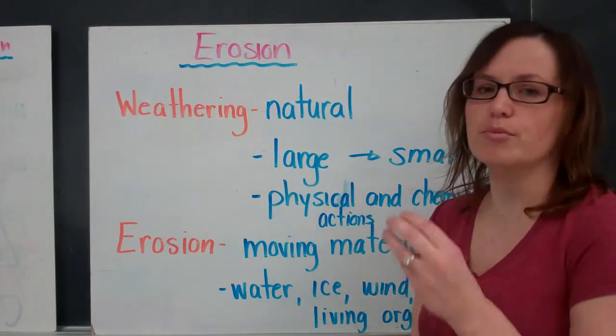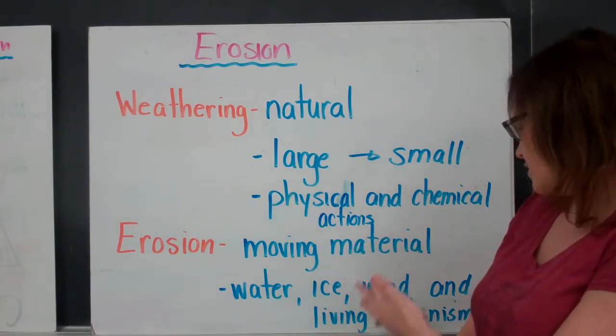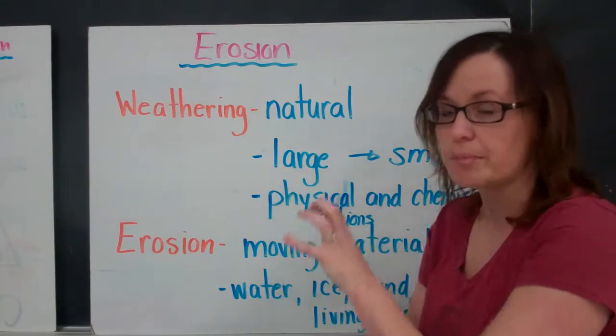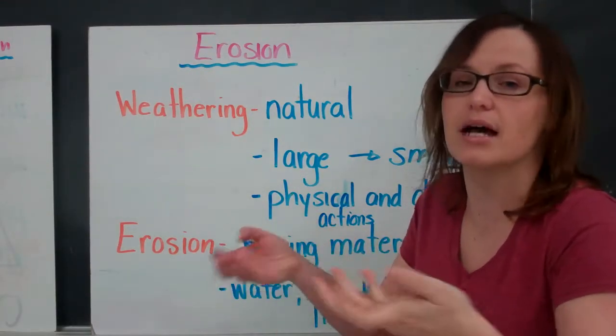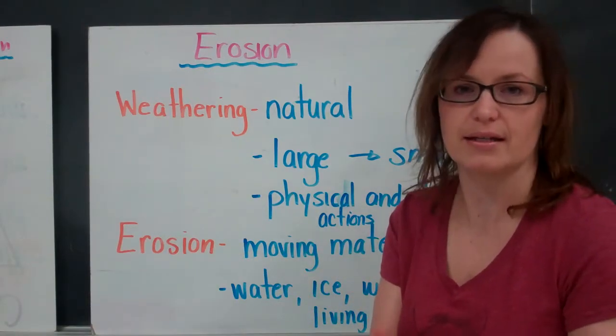Erosion is the act of moving material from one place to another, and it can be done through water, ice, wind, and living organisms. This is where water would pass through an area, and as it moves, it picks up material along the way, and then as it slows down, it deposits it elsewhere.